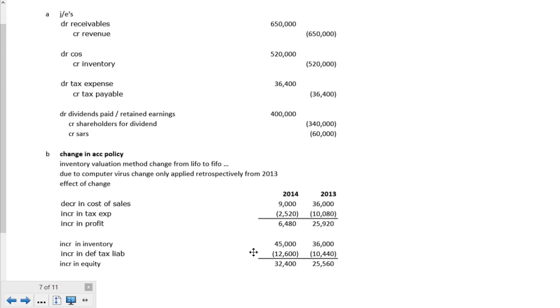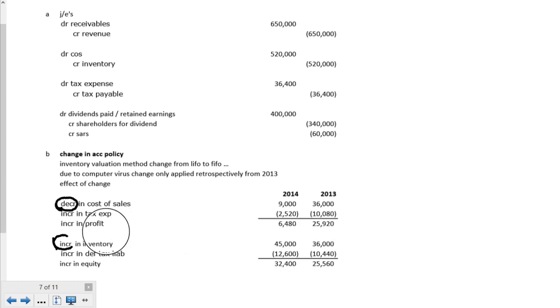Change in accounting policy was relatively easy, right? Just be careful with the words. Inventory went up, so cost of sales went down. But only because this number is going up. If this number was going down, it would be an increase in cost of sales. So just be careful with the wording.